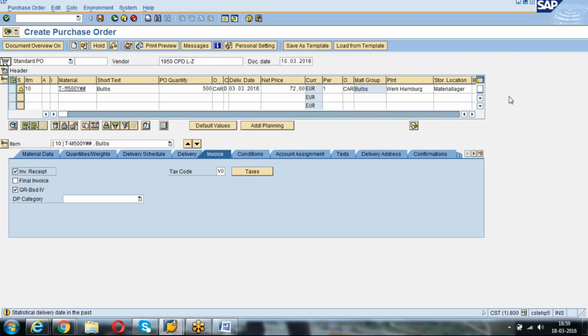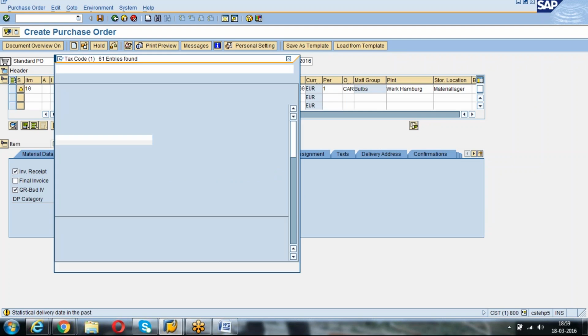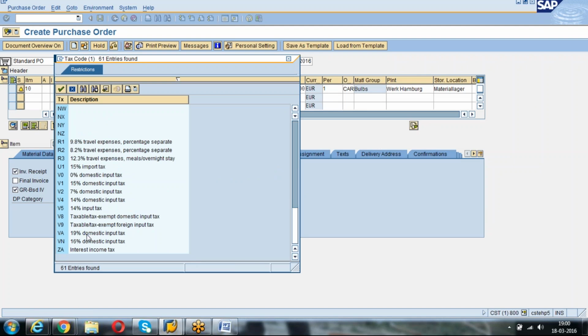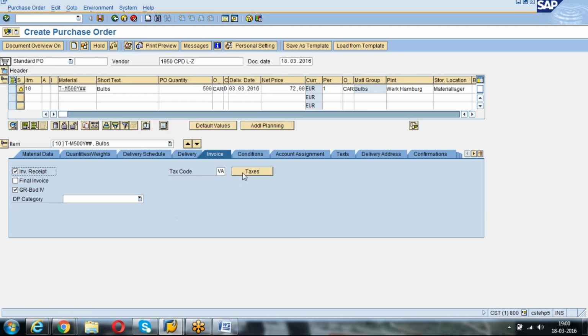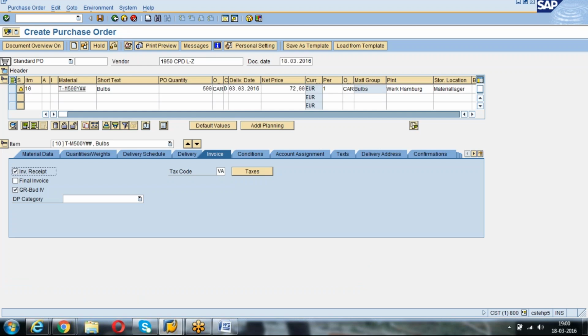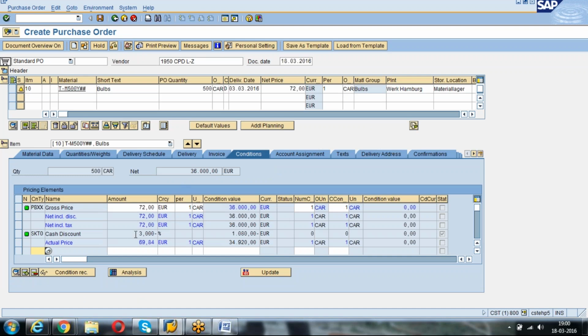Okay, now I will provide some input tax code. 19% is. Once you give the tax code, you can see the tax amount, how much tax we are going to give. The same details we are able to see in the conditions tab: what is the price, how much cash discount.